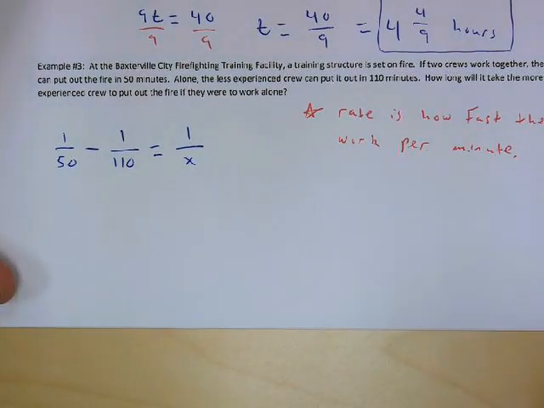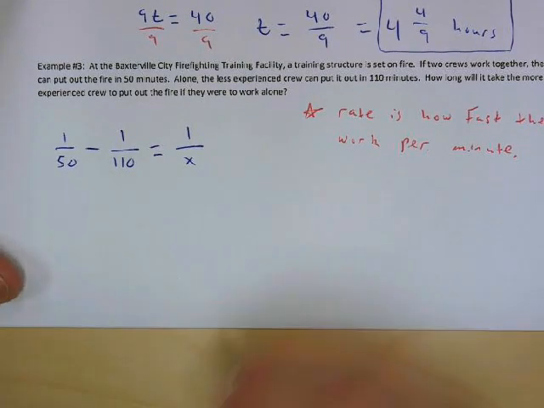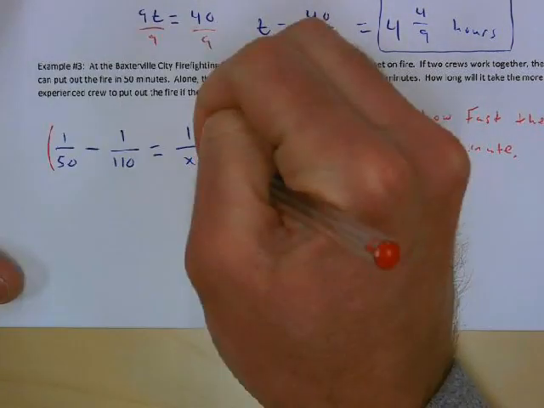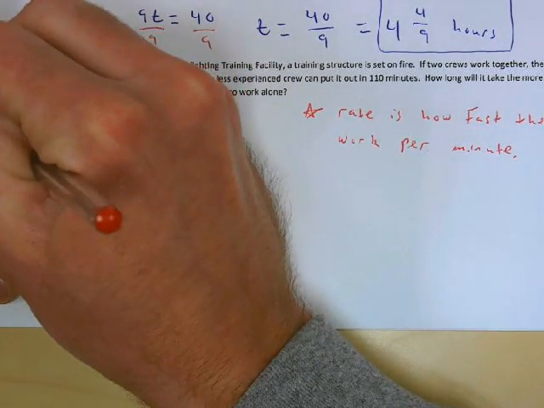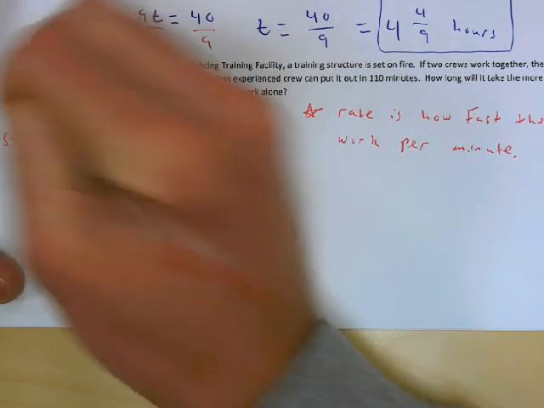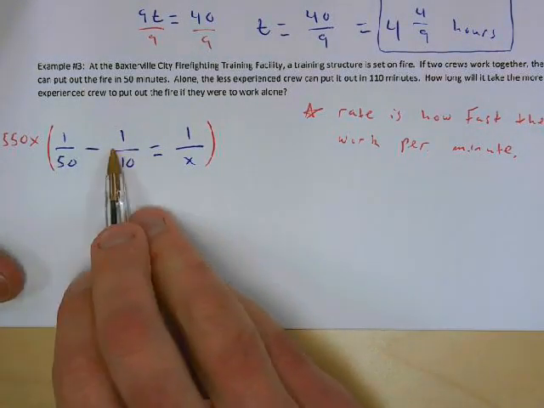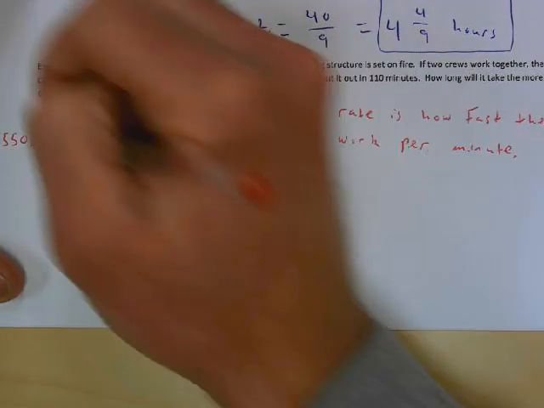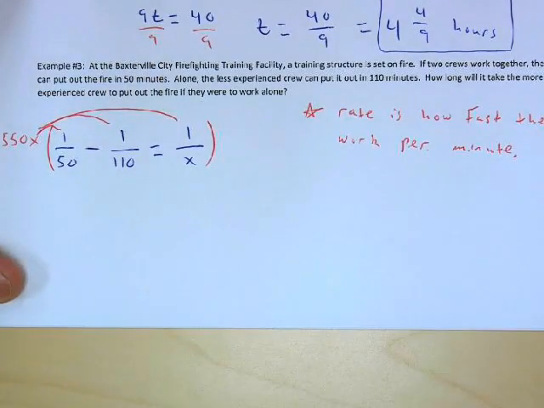To solve this, what do I want to multiply by to get rid of all my fractions? Well, we can multiply by 550x. That would be the LCM between these three things here. You can write 550x here, 550x here, 550x here, or you can write it one time and just distribute. It's up to you.